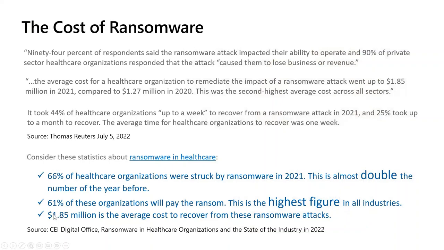Look at the very bottom stat in the blue. 1.85 million is the average cost to recover from a ransomware attack. I did this for a healthcare organization that I had to do a presentation for recently. 66% of healthcare organizations were struck by ransomware in 2021. So if you're going to work for a large healthcare organization, you should be afraid. You should pay attention to what's going on. 61% of those organizations will pay the ransom.